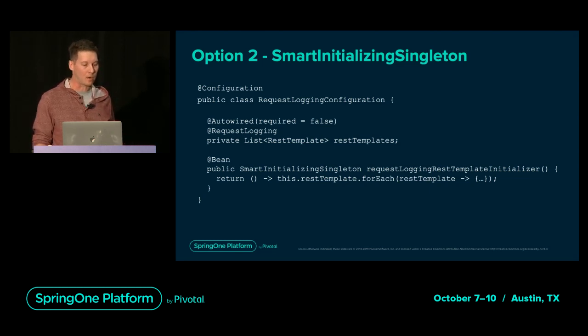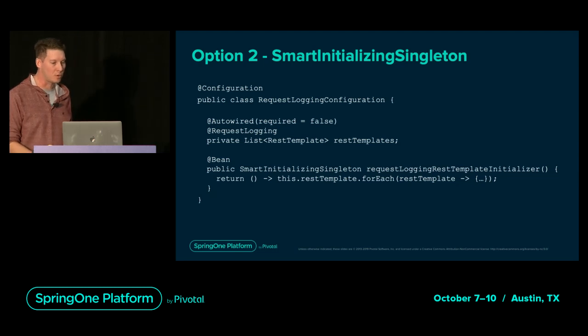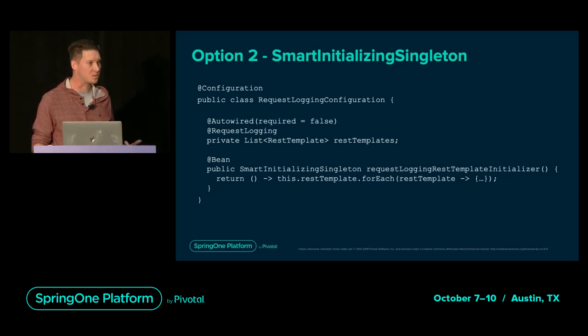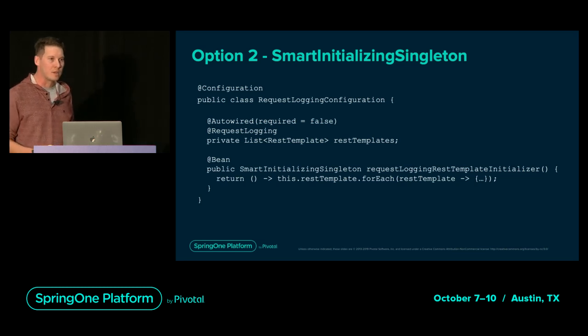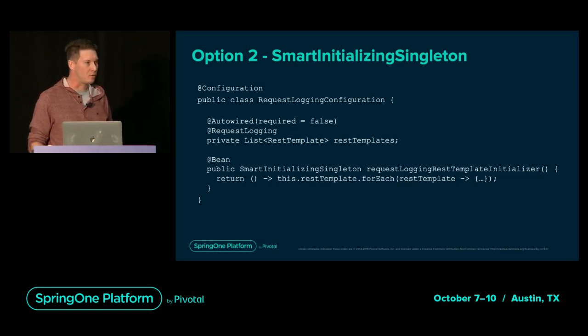We're going to autowire in a list of REST template beans, and note we're using that request logging annotation on this as well. This instructs Spring that we only want REST template beans that have that annotation injected in here. The other thing to note is we've set our autowired annotation to have a required attribute of false. By default, if Spring can't find a dependency, it throws a missing dependency exception and stops in its tracks. This instructs Spring that if the implementing application doesn't have a REST template bean, that's okay, we'll take care of it and it can continue on.